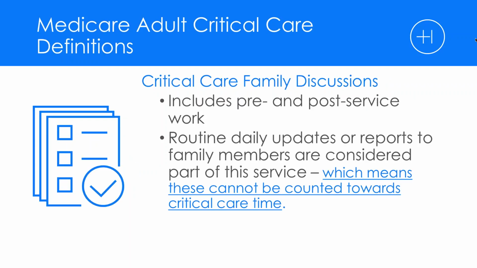The critical care family discussions, this is included in the pre and post service work. Routine daily updates or reports to family members are considered part of this service, which means that these cannot be counted toward critical care time. Now that's different from CPT. CPT does not have that spelled out that way in relation to these codes. However, Medicare does. And so they consider these things to be pre and post critical care, right? They're part of that code. What you're doing before, what you're doing after, and those follow-up reports with the family about what's going on with the patient are considered part of that, and that's not something that you're going to count extra. You're not going to include that in your critical care time.